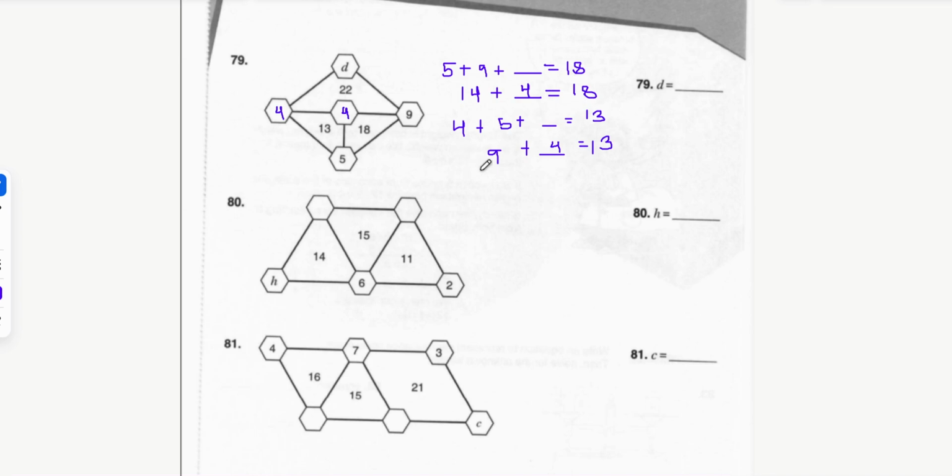Next, we have to use the region with the sum of 22 to write an equation of 4 plus 4 plus 9 plus d equals 22. So 17 plus d equals 22. 22 minus 17 is 5, so d equals 5.